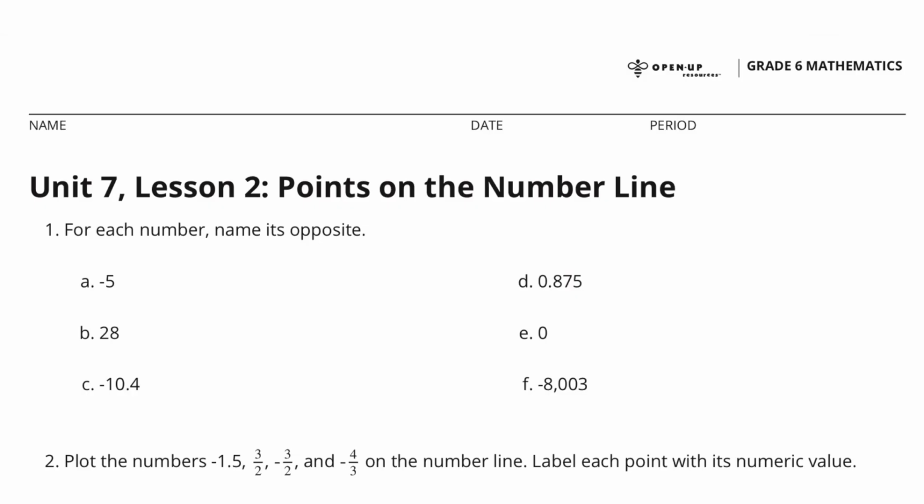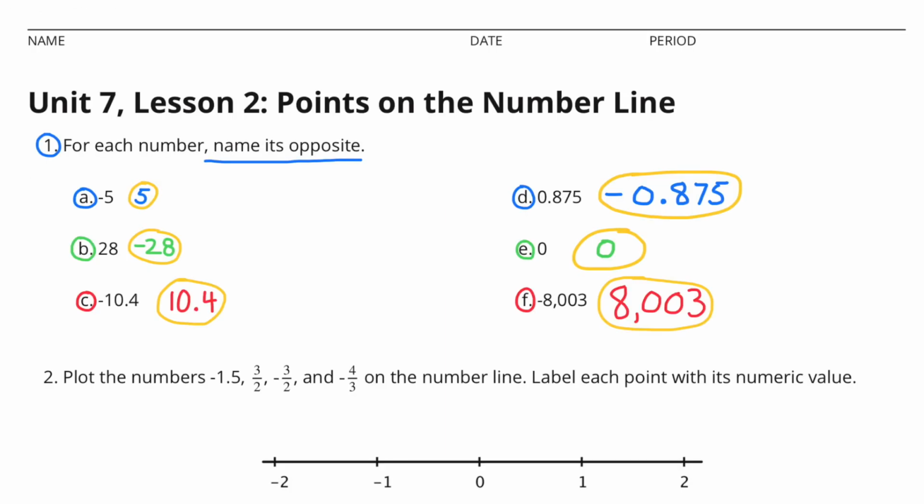Unit 7, Lesson 2, Points on the Number Line. Number 1. For each number, name its opposite. A. -5. The opposite of -5 is +5 or 5. B. 28. The opposite of +28 or 28 is -28. C. -10 and 4/10. The opposite of -10 and 4/10 is +10 and 4/10 or 10 and 4/10.